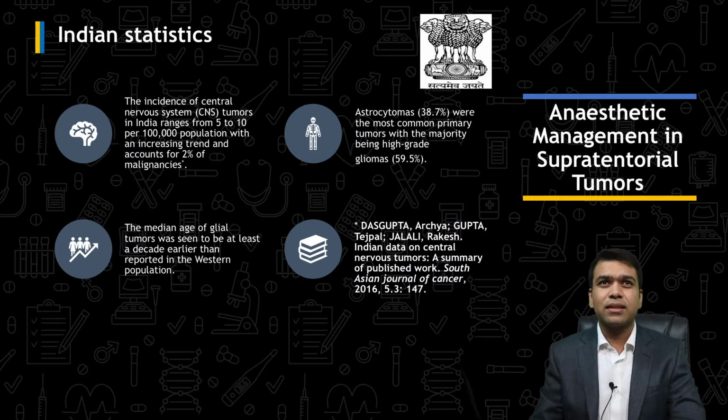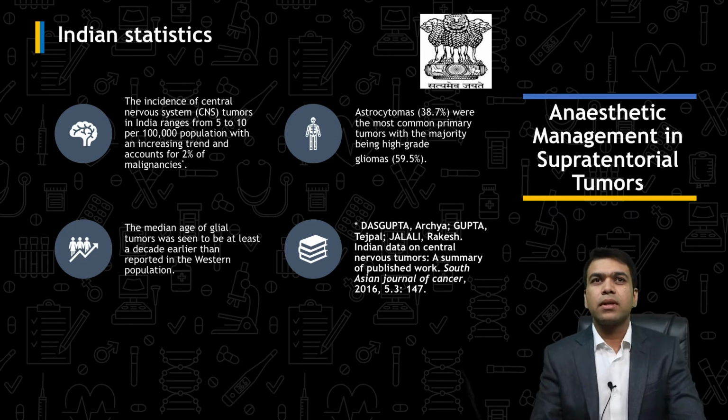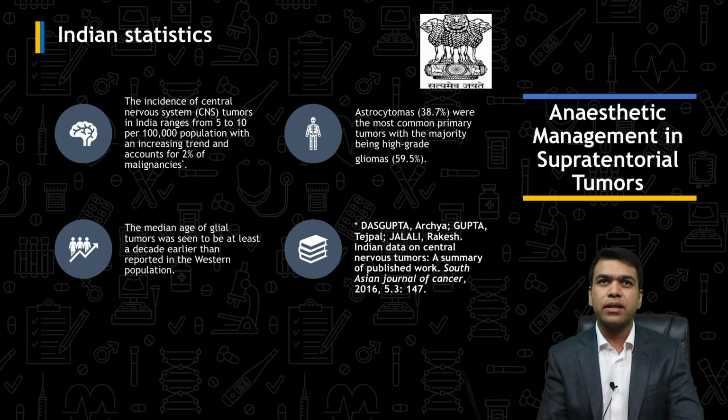Coming to some Indian statistics, the incidence of central nervous system tumors in India ranges from 5 to 10 per 100,000 population, and the trend is increasing. They account for 2% of the malignancies. The median age of tumors was seen to be at least a decade earlier than in the Western population, the reason being that the Indian population is a younger generation. Among the tumors, astrocytomas constitute nearly 40%, the majority of them being high-grade gliomas, around 60%.